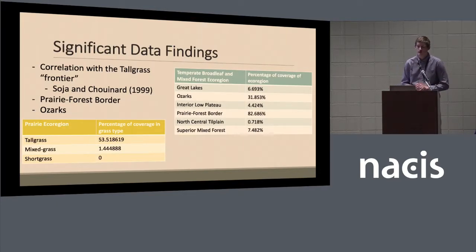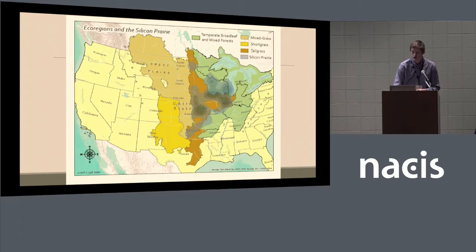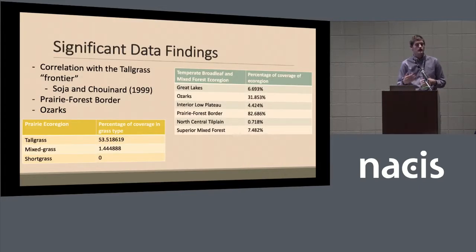So lastly, going from significant data findings, we're looking at the tall grass prairie in this western frontier. Just on the western side, we see a lot of information, a lot of densities right along that tall grass prairie. And so looking at these tables, essentially the percentage of coverage of the Silicon Prairie per grass type, we see tall grass: 53% of the Silicon Prairie is in tall grass. Only 1.4% of Silicon Prairie is in mixed grass. We actually don't have anything in the short grass area.